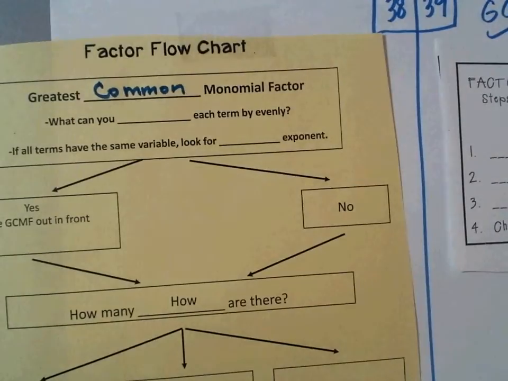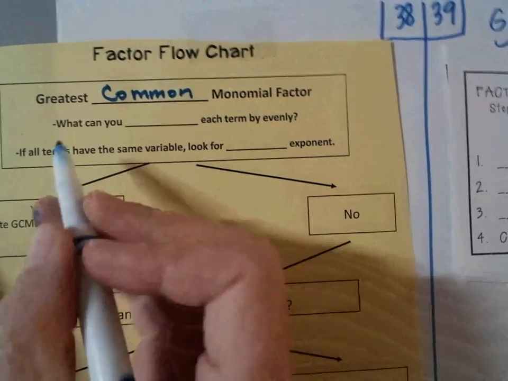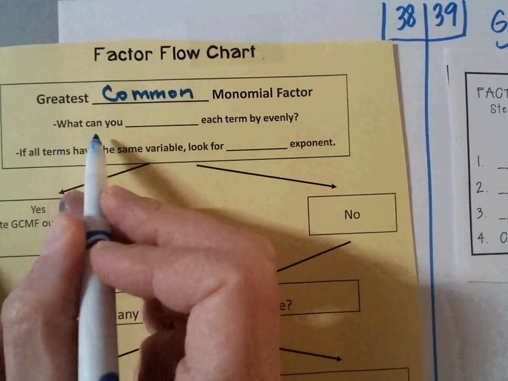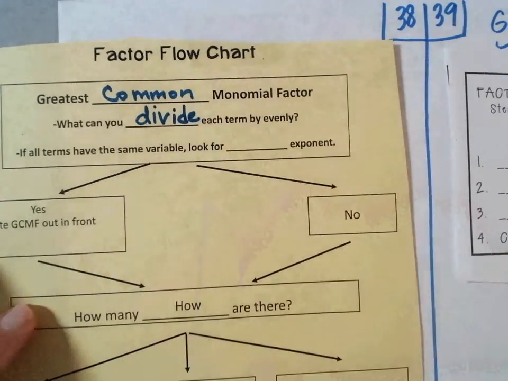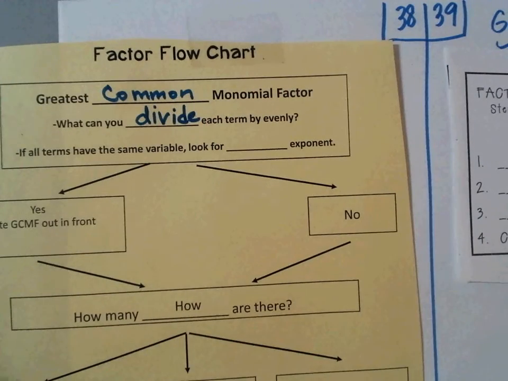So what you ask yourself, I just told you, what can you divide each term by evenly? So like for instance, if I have an 8 and a 4, what do 8 and 4 both divide by? 4 or 2, okay? That's what I mean. Does 8 and 4 both divide by 3? No, so that would not be a common factor. Things that multiply to get those numbers is what that means.